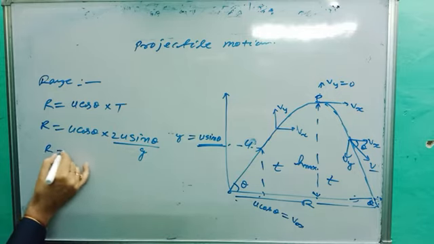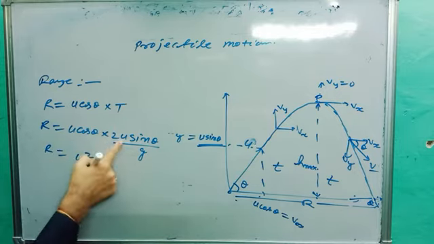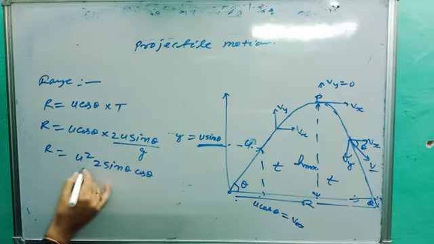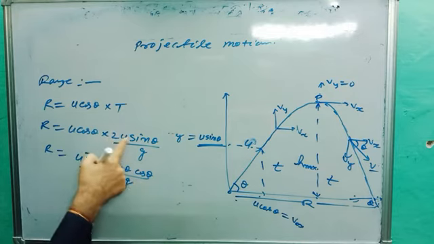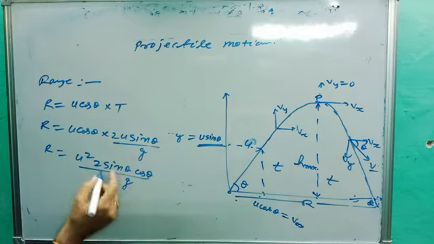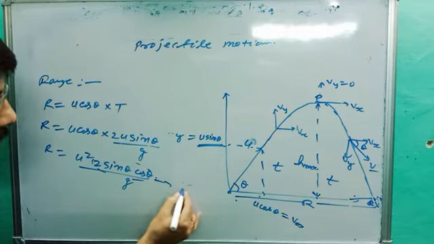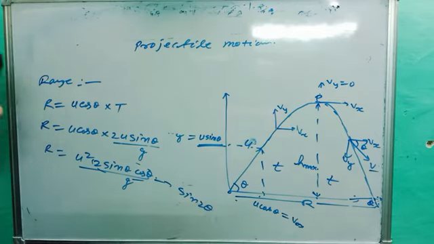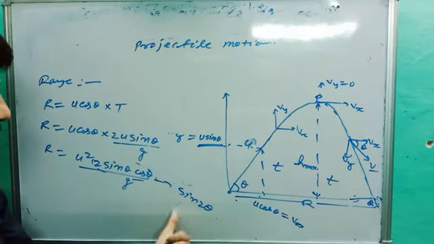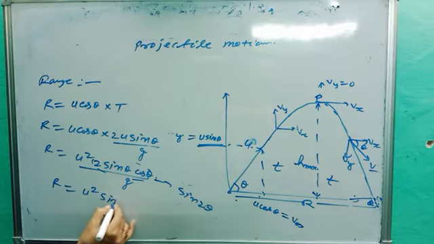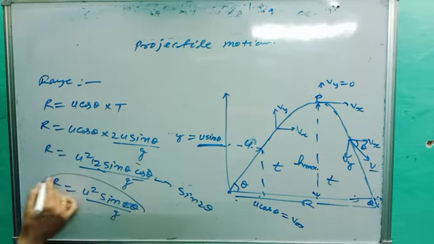We will get r is equal to u into u, u square, 2 sin theta cos theta upon g. 2 sin theta cos theta is equal to sin 2 theta. This is a trigonometric formula. So we will get r is equal to u square sin 2 theta upon g. This is the important formula. This is the formula for range.